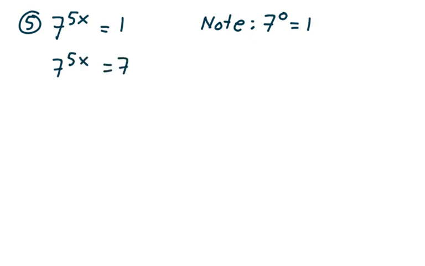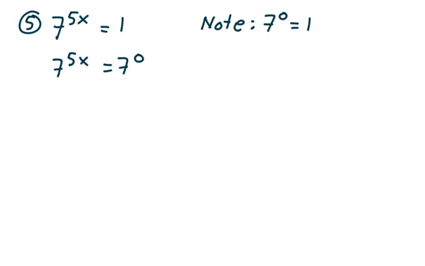Suppose 7 raised to the 5x is equal to 1. Now, I want to rewrite both sides so that they have the same base. The base on the left-hand side is 7. Well, let's take a note here. Note, 7 to the 0 is 1. So what I can say is 7 to the 5x is 7 raised to the 0.